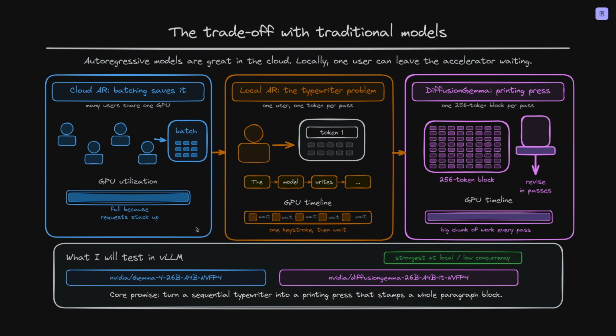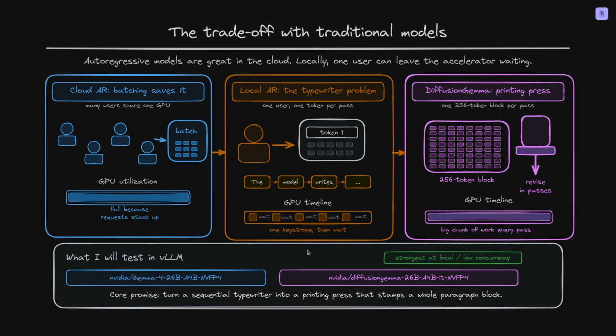In the middle, we have local autoregressive inference. This is a typewriter problem. We have one user, one request, one token per pass. The model writes one token, waits, writes one token, waits, and writes the next one and waits. So the GPU timeline has these small bursts of compute with waiting in between, and the utilization is still low. This is not because the GPU is not managed well, it's because we are not giving it enough work, because as local users we are not constantly sending prompts every time we need to think and write a new one, and so on.